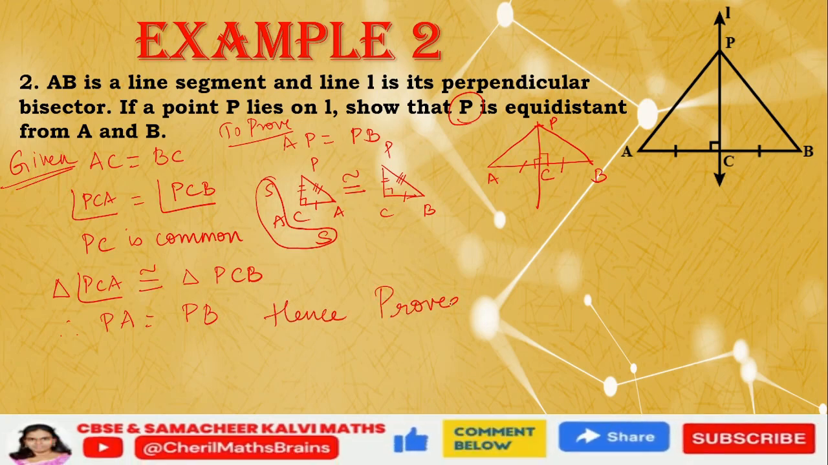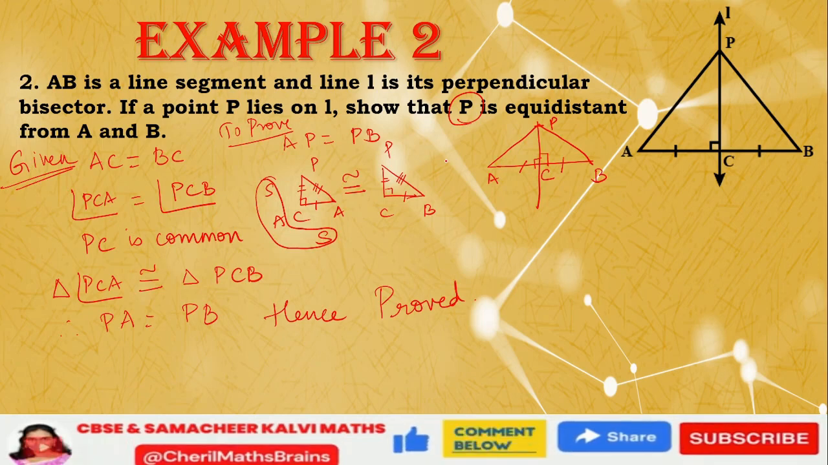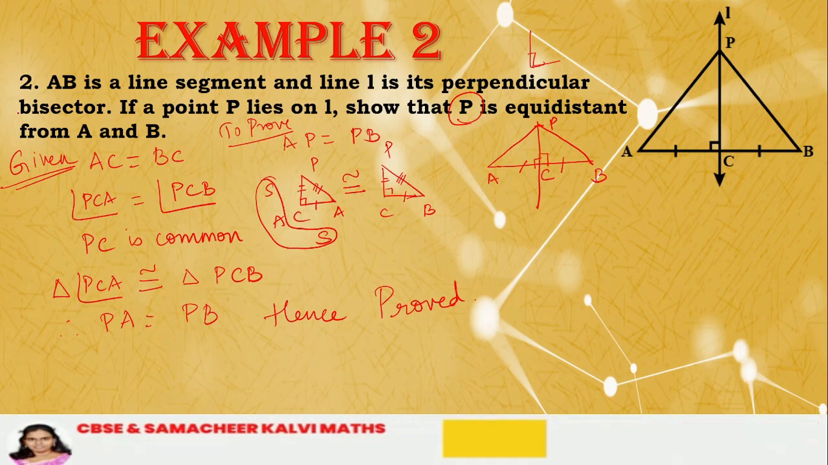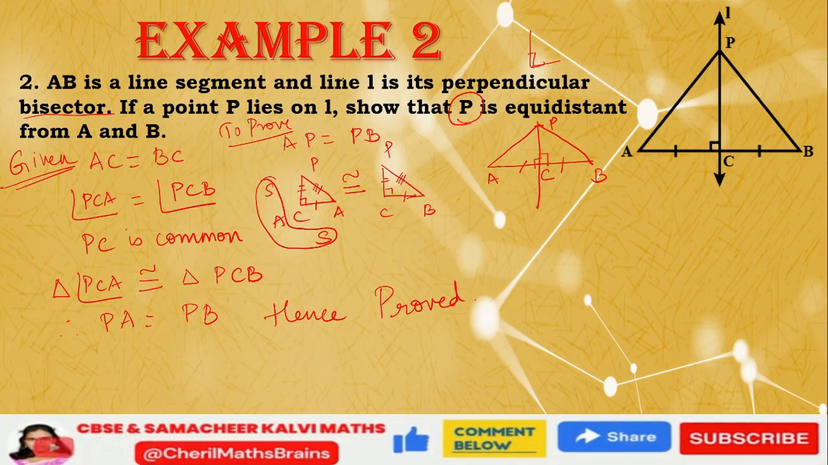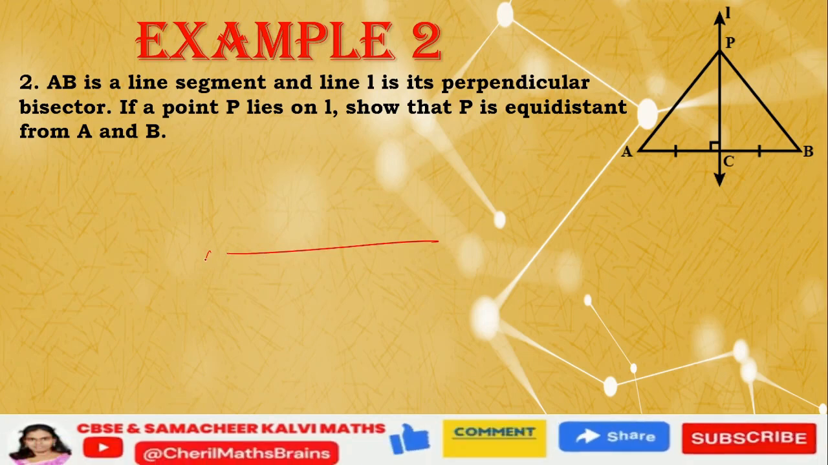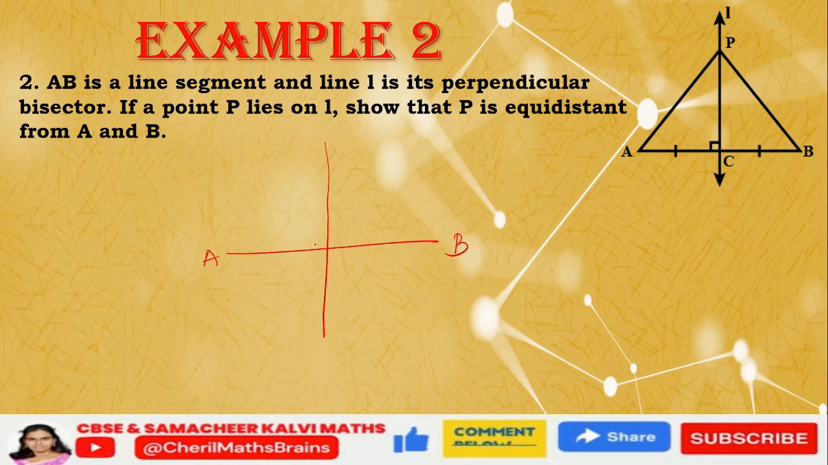Is it clear, children? This is a very simple concept, but the main thing you need to remember is what a perpendicular bisector is. Perpendicular means it makes 90 degrees, and bisector means the perpendicular line which is drawn divides the line into two equal halves. The main thing to remember is the perpendicular bisector. So for this line AB, a perpendicular bisector can be like this. When we mark this as C, we can say AC is equal to CB. So this is line L.